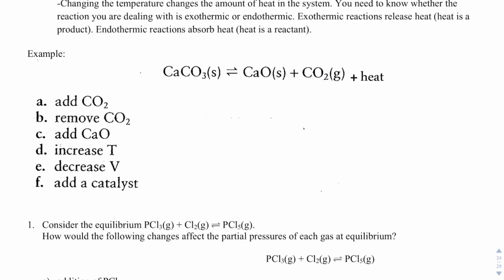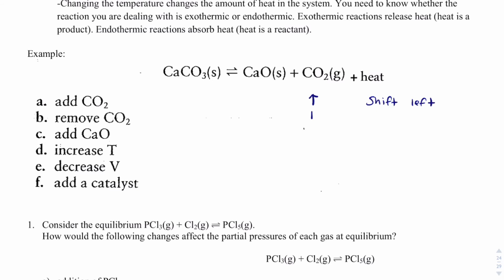Okay, so watch how this works. If I add carbon dioxide, I've now disrupted my system at equilibrium. I have too much carbon dioxide, so I need to go away from my disruption, which was adding carbon dioxide. So to do that, I can consume carbon dioxide by shifting left.